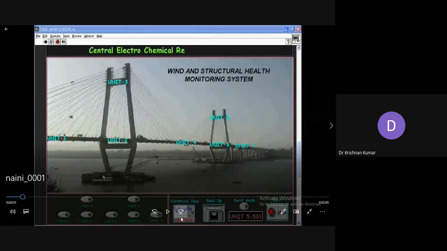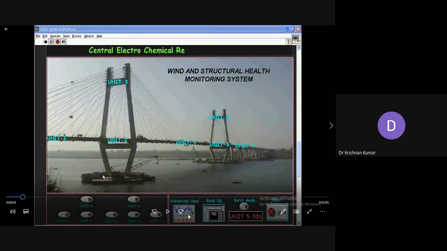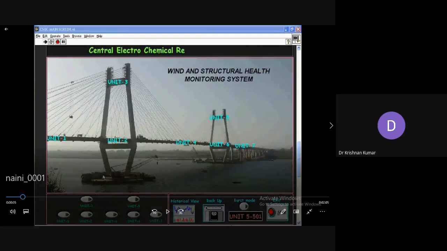Next, in the right side bottom, you can see the historical view. When you click here, automatically it will go to the unit you wanted, and there you can select which sensor you wanted to see the historical view for. Then every 15 days you can take the backup. Automatically it will be taking the backup.